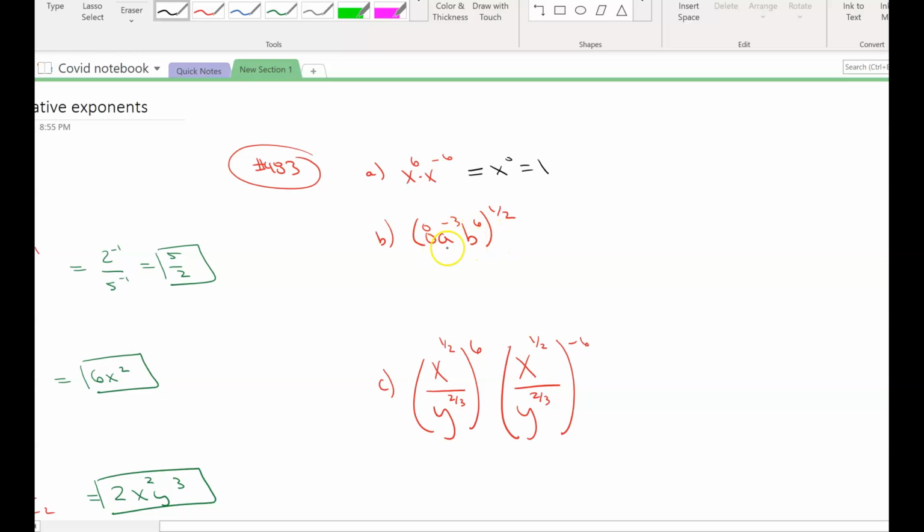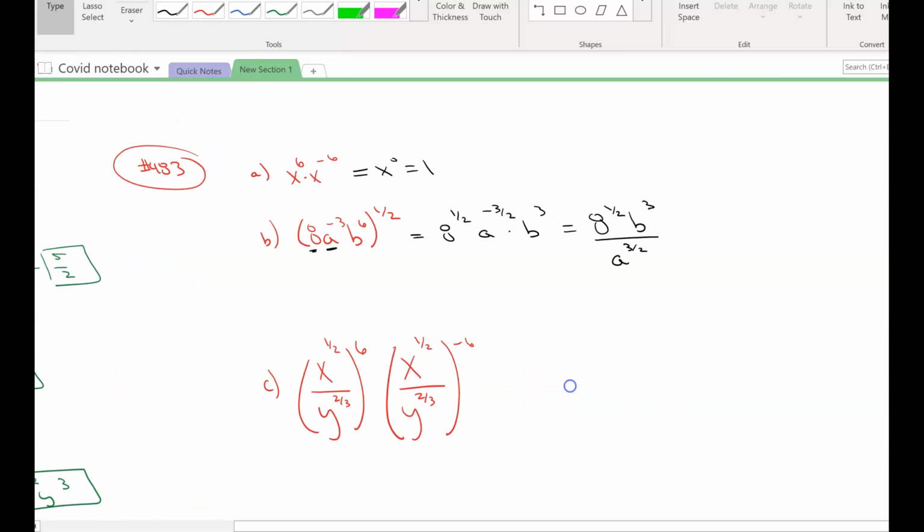This here, okay, be careful, right? A is being raised to the negative third in here. 8 is not being raised to the negative third, but 8 is being raised to the 1/2. So if I were to really make sure I'm careful about this. Okay, and then maybe I'll do this. There you go.